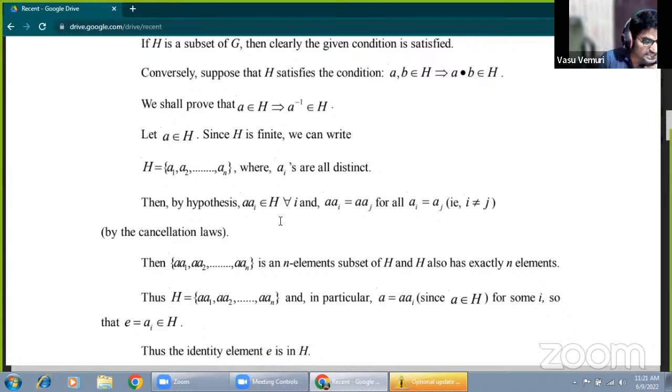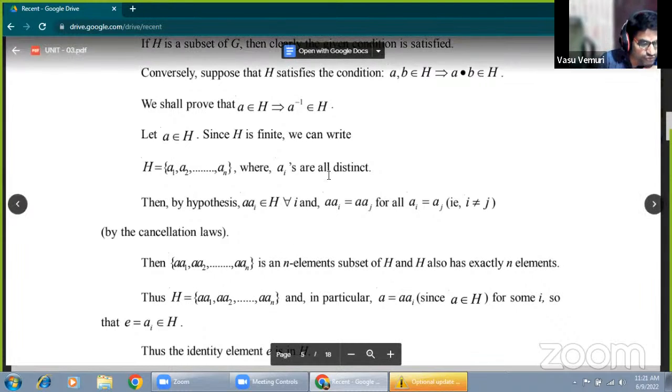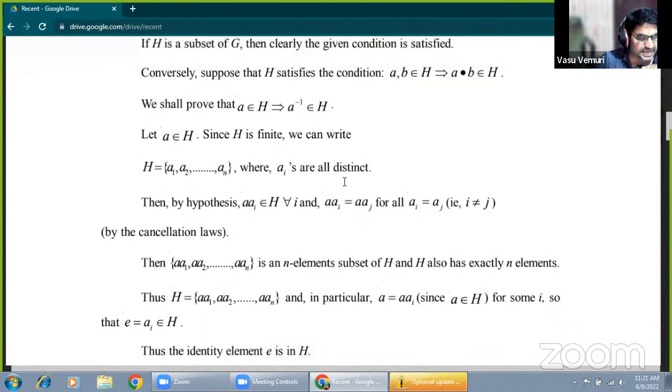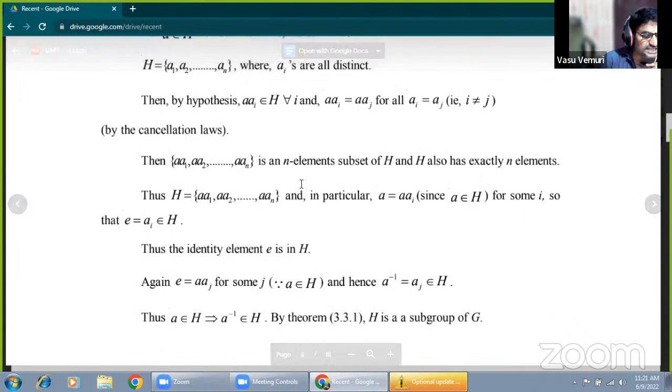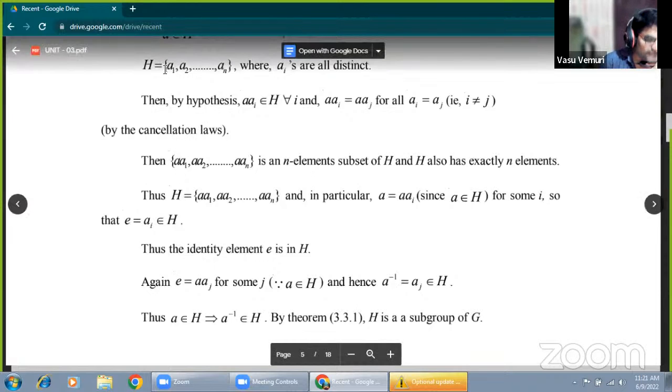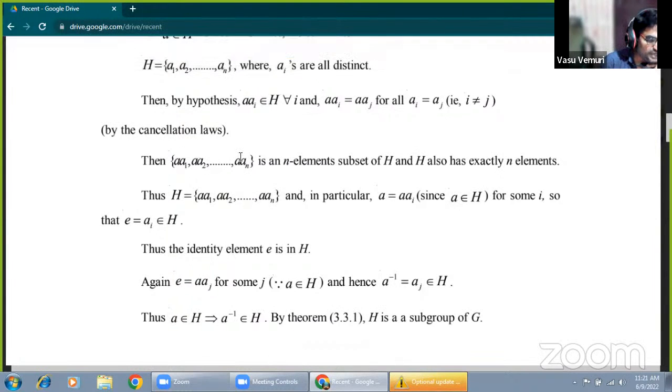Now another element is in between: Aa1, Aa2, Aai, Aaj. If any two elements are equal, that is Aai equals Aaj, by the left cancellation law. So the set of these elements has n elements, with respect to the closure of H. Hence the distinct elements are Aa1, Aa2, and so on, Aan. Now these are all n elements, elements of the subset of H. Now it is exactly n elements.